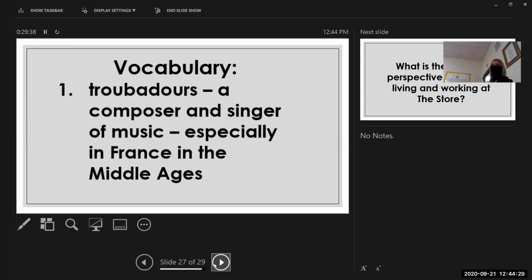Troubadour, a composer and a singer of music, especially. It gets its name from France. This is a group of people who traveled and sang back in France in the Middle Ages. Okay? So, a traveling singer. Add troubadour to your vocabulary list.